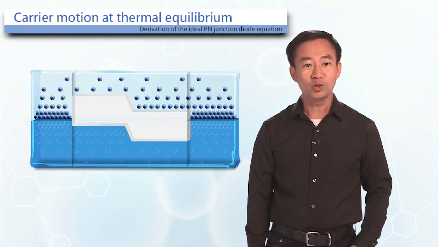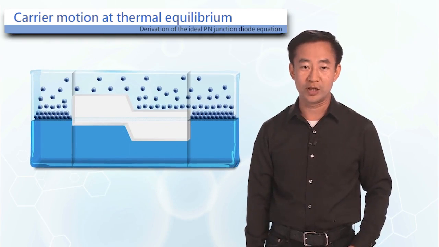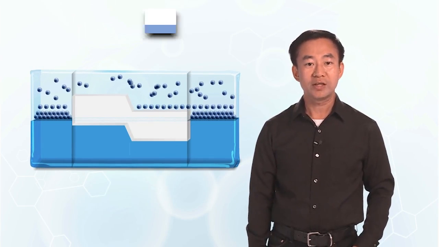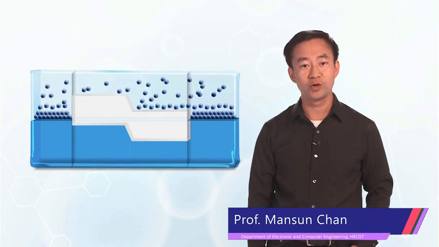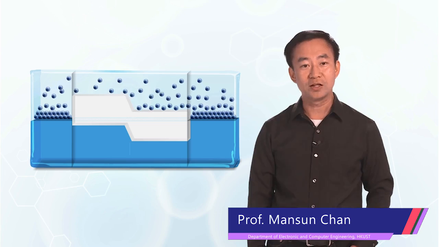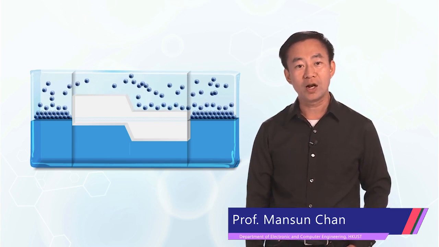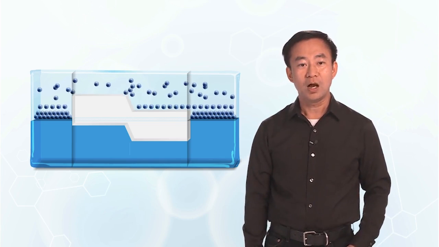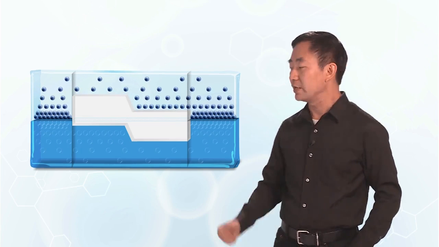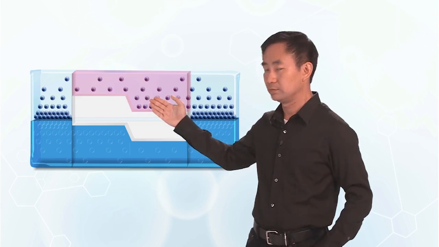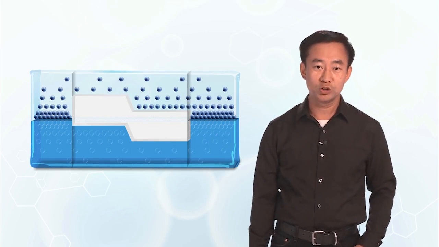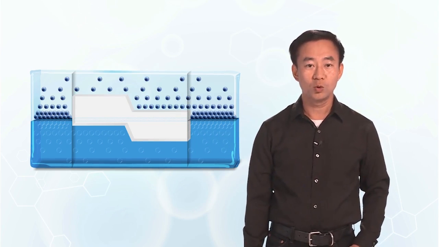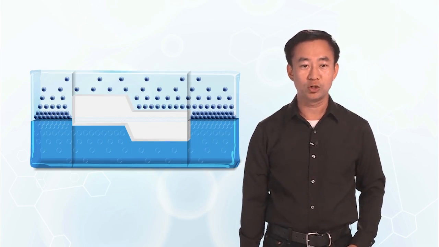Now, we are going to look at the carrier motion at thermal equilibrium. Even though there's no net current flowing at thermal equilibrium, the carriers are not stationary but moving around under the influence of various forces. I'll only explain what is going on in the conduction band. But the same explanation also applies to holes in the valence band by changing the charge polarity.